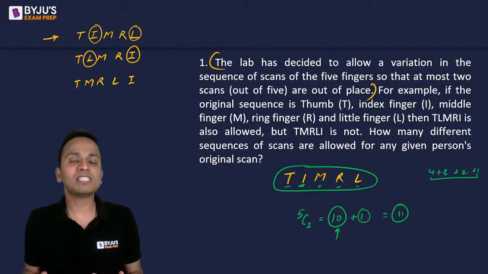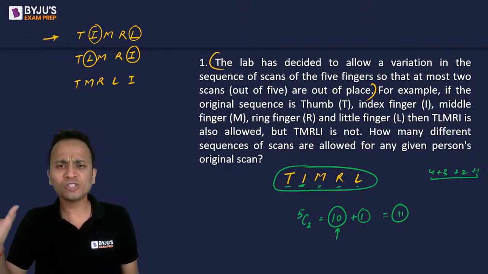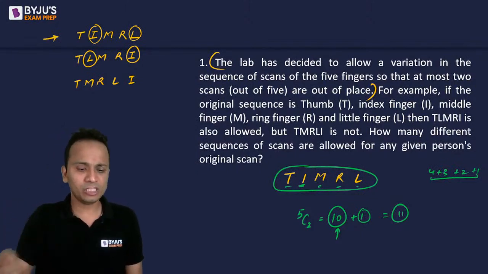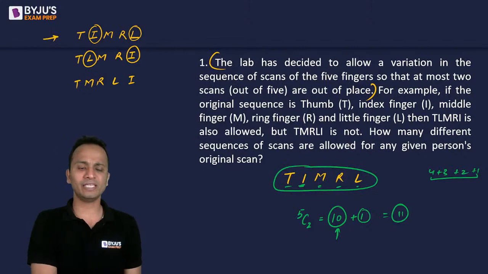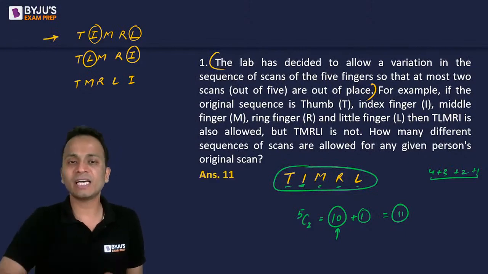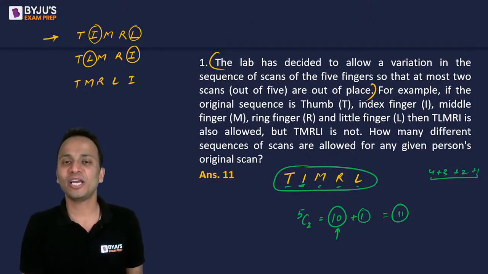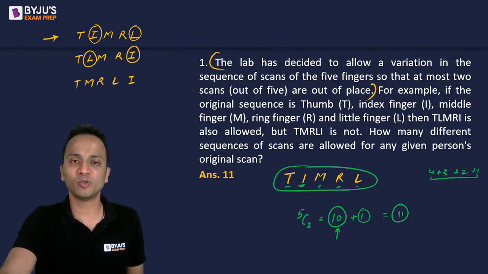ये एक छोटी सी मिस्टेक हम करते ही हैं. ओरिजिनल जो स्कैन है उसको लेना भूल गए हम. So ओरिजिनल स्कैन को ऐड कर दिया and you will get the answer as 11. So the correct answer for this question is 11. All right. चलिए आगे चलते हैं. Interesting question है. Let's move on to question number 2.